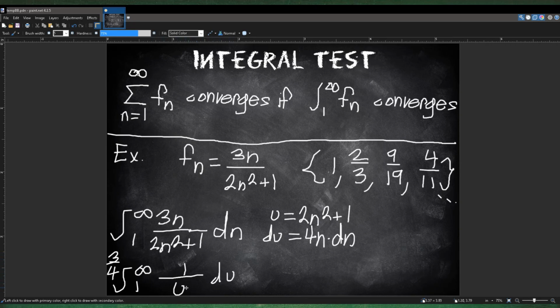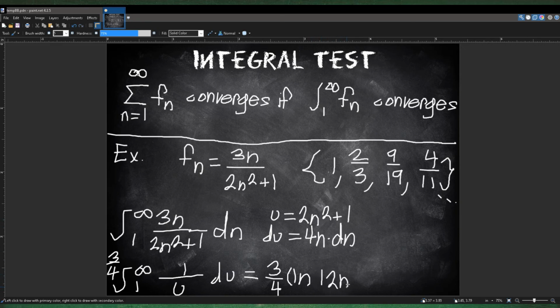So we're taking the integral of u with respect to du. It's just simple substitution for integrals, which we covered in chapter 3. So integral from 1 to infinity of 1 over u, and that 3/4 on the front is just equal to 3/4 of ln of absolute value of u. And our u is 2n squared plus 1. So let's substitute that back in.